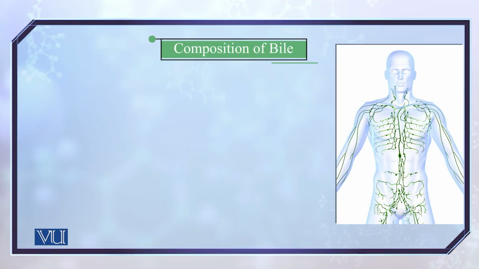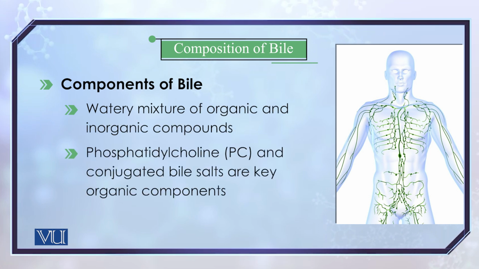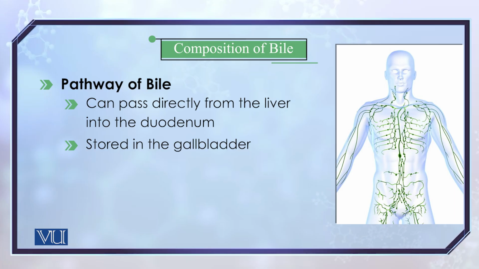As far as the composition of bile is concerned, it's a watery, liquid mixture of organic and inorganic compounds. Of course, the major portion will be the bile acid, which comes from the degradation of cholesterol. In addition, it also contains phosphatidylcholine and conjugated salts. Both of these are key organic components of the bile. It passes from the liver to the duodenum, from where it's excreted.